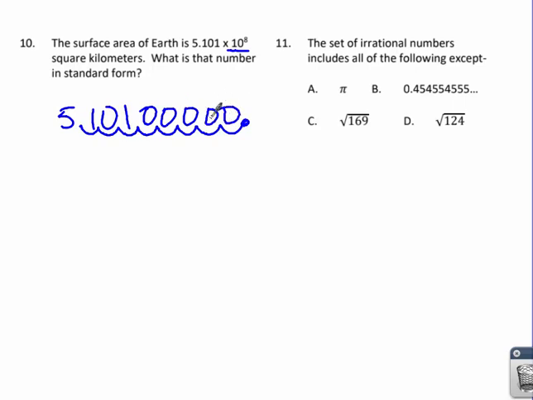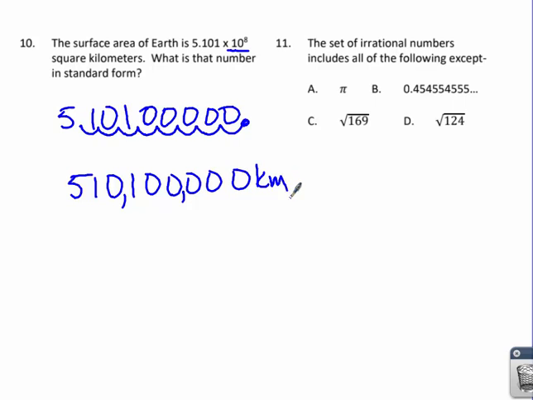So this number in standard form would be 510,100,000. Okay, and then we would tack a label on, kilometers. Okay, number 11 says the set of irrational numbers includes all of the following except.